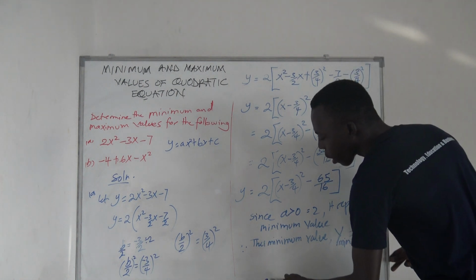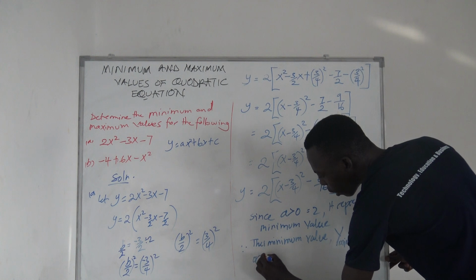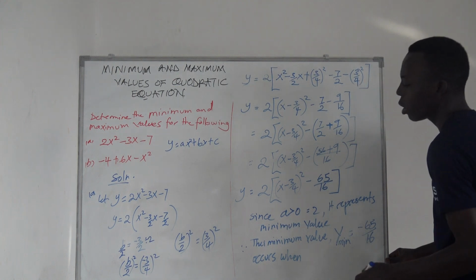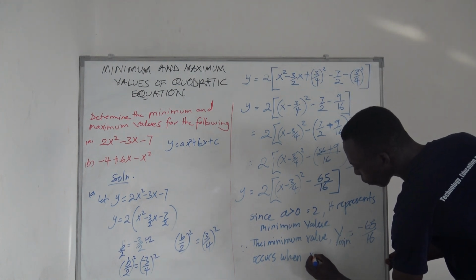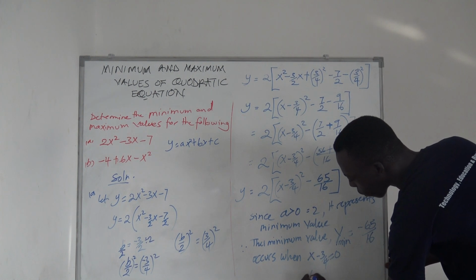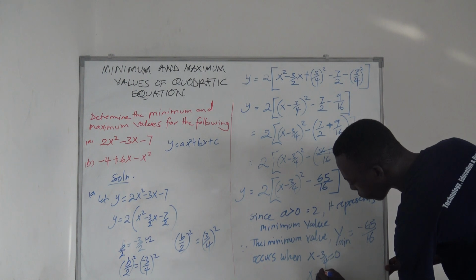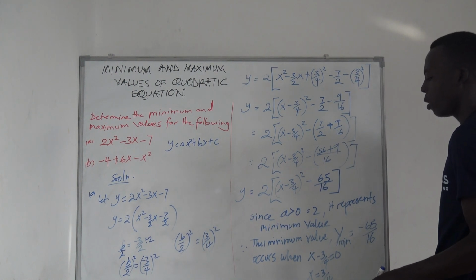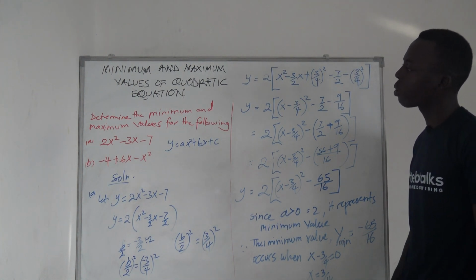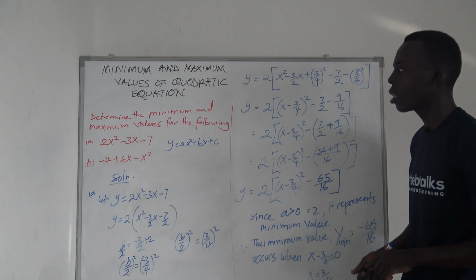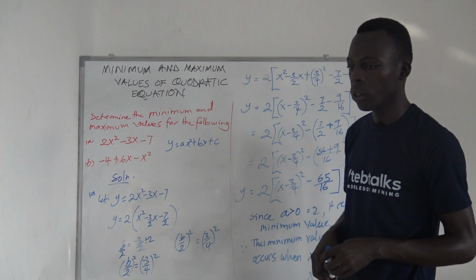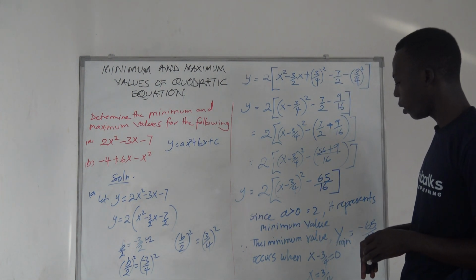We say now that it occurs when x minus 3 out of 4 equals 0. So x becomes 3 out of 4. So it occurs when x equals 3 out of 4. So that's how we can conclude about that equation, getting the minimum value for that equation. So now let us continue with the second one without wasting time.